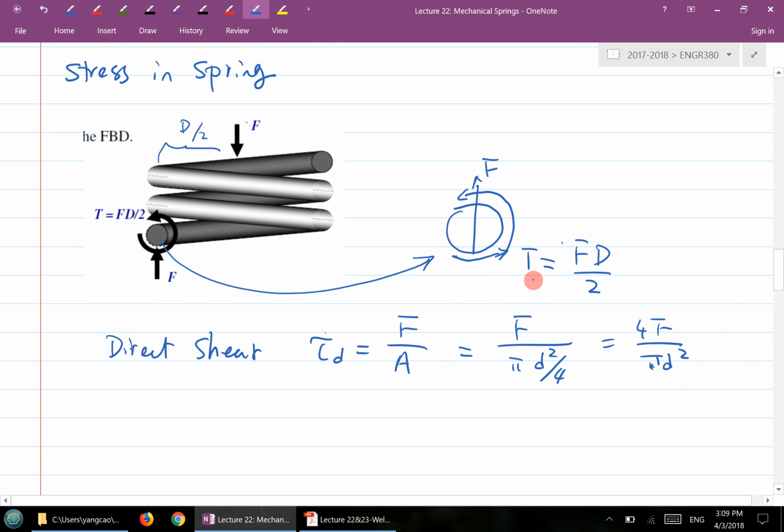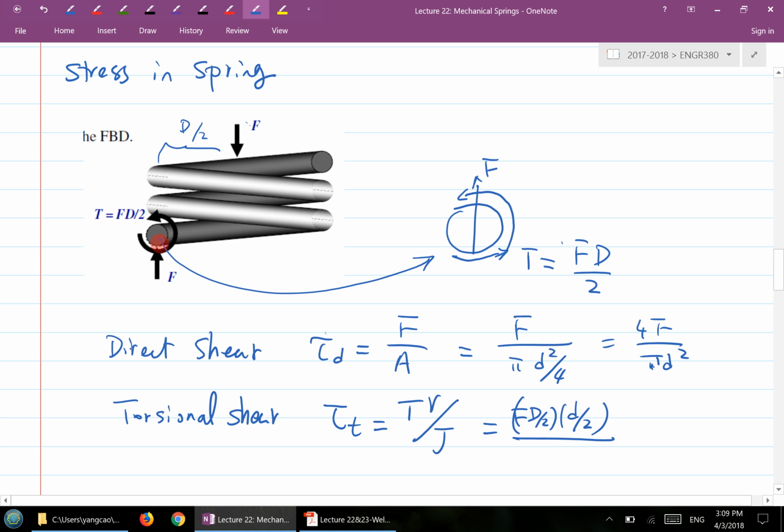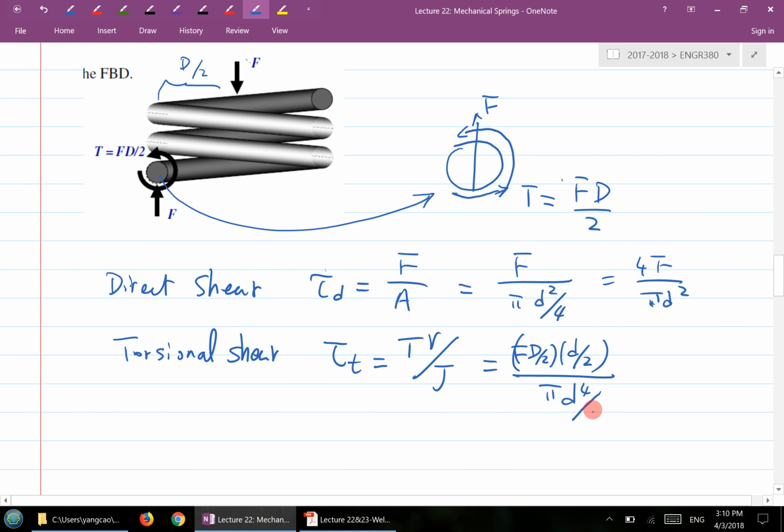The torque will also cause a shear stress, the torsional shear, let's call it tau t. This is T times r over J. Here r is half of the wire diameter, so small d over 2. The torque, as we just derived, is F times D over 2. And J is the second polar moment of this cross area, which is pi d to the 4 over 64, or 32? 32. So this can be simplified to 8FD over pi d cubed.